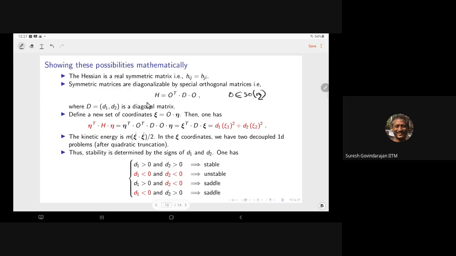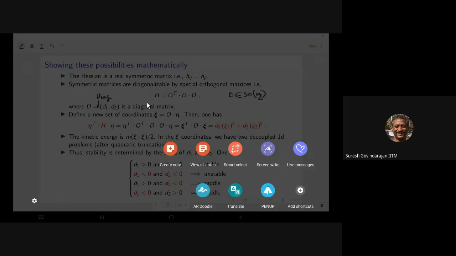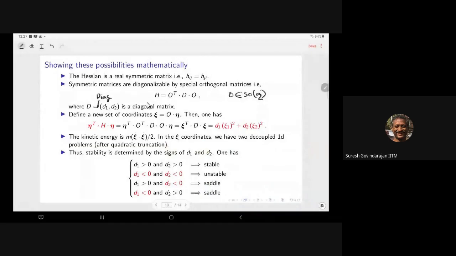Okay, so D is a diagonal matrix. So what we will do now is we'll define a new set of coordinates. So remember we did eta. What was eta? Eta was x minus x naught. Okay, these are vectors, 2-dimensional vectors, but I show it as boldface here. So you define new coordinates xi, which is O acting on eta. O is a 2 by 2 matrix, so it will give me a 2-component vector.